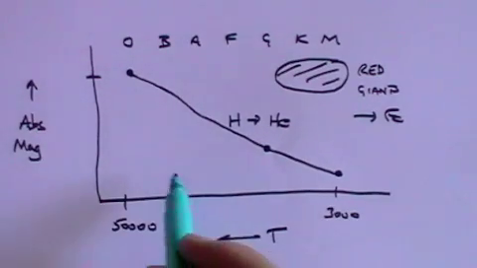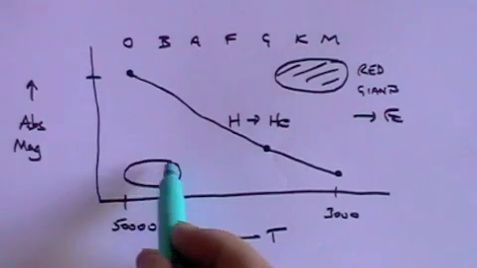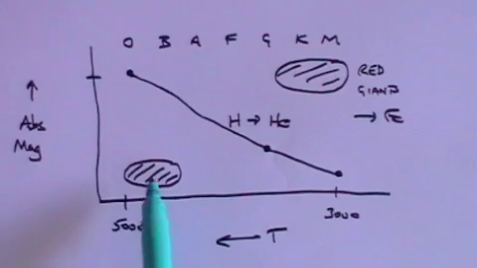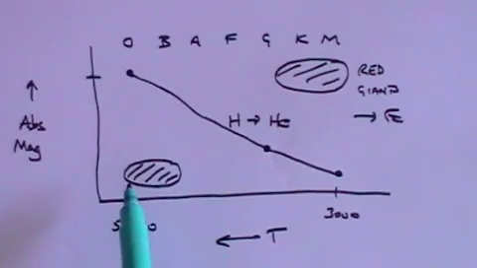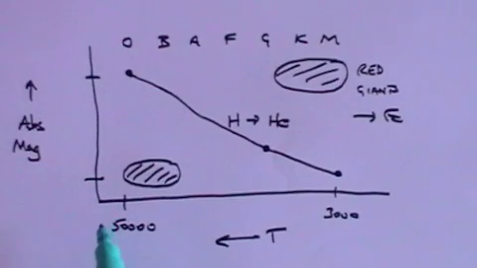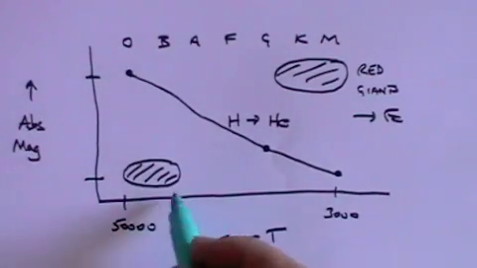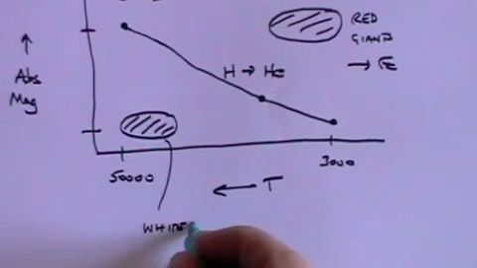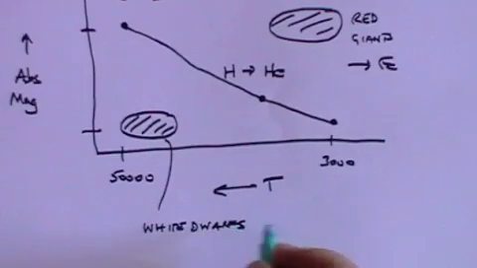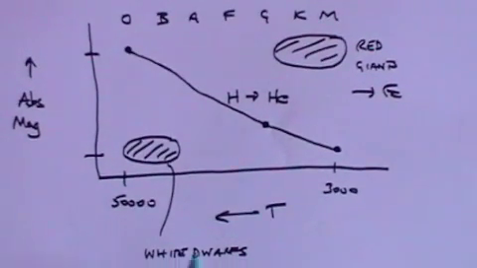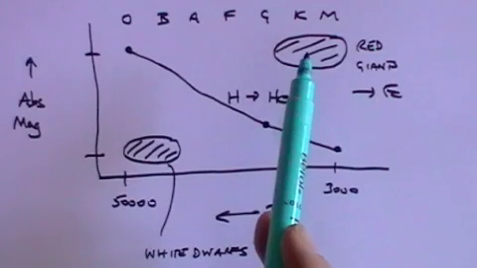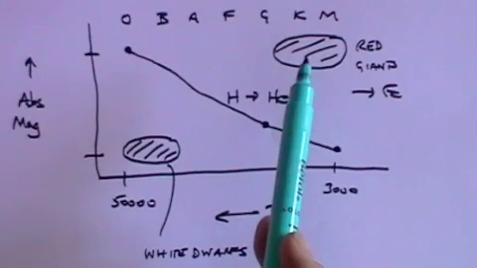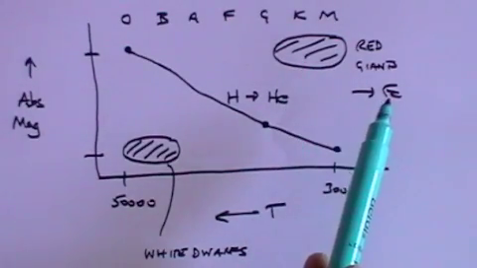Hertzsprung and Russell also found that there was another group of stars in this region here. This means that they are very hot. They are at the 50,000 degrees end, but very low absolute magnitude. And these are called white dwarfs. And these definitely are at the end of their life. What has happened is that in many cases the red giant has exploded in the form of a supernova, and that's the point at which all the elements above iron are made.